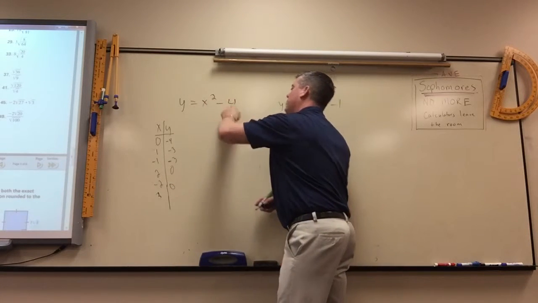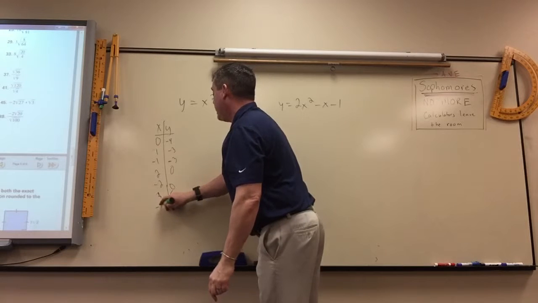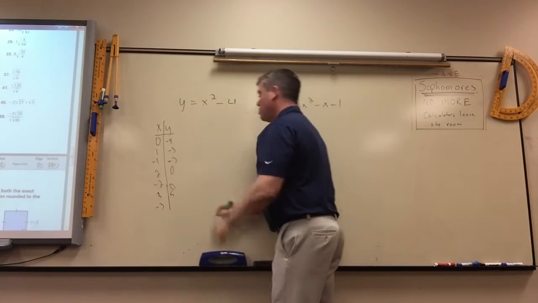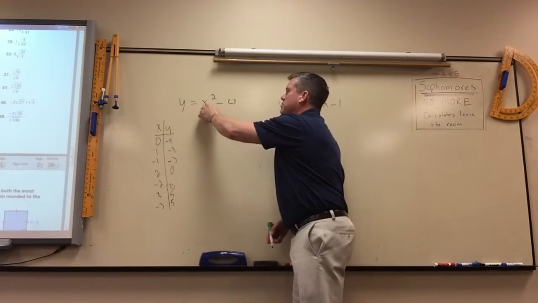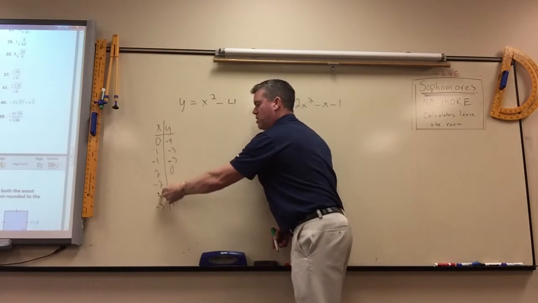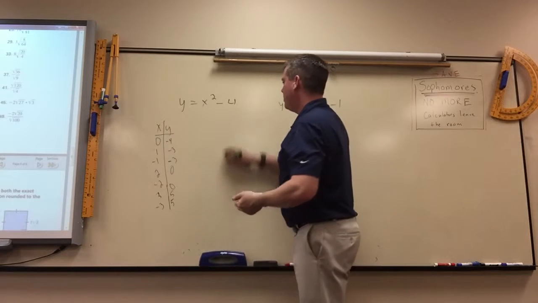So now I got about enough, but I'll just throw 3 in there. 3 squared is 9, minus 4 is 5. Negative 3 squared minus 4 is also 5. You guys understand why we got the same? Yeah, because when you square a negative or square a positive, it ends up as positive.